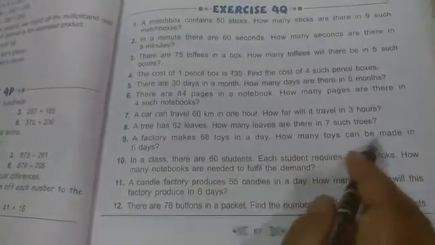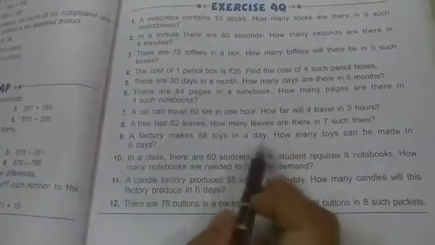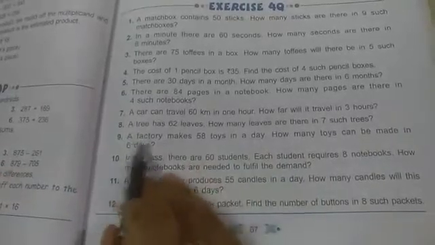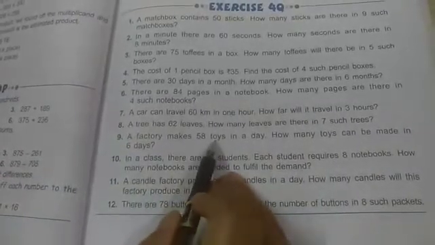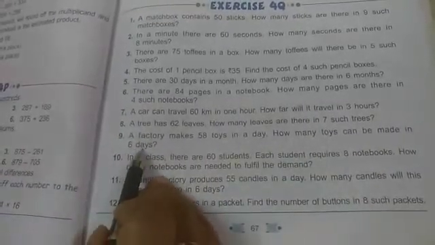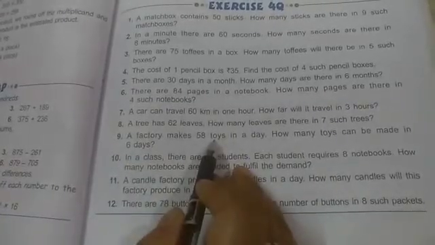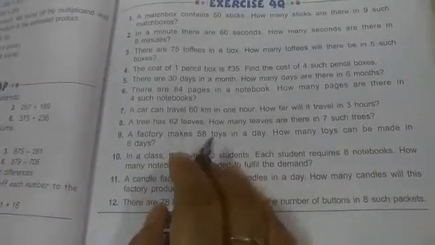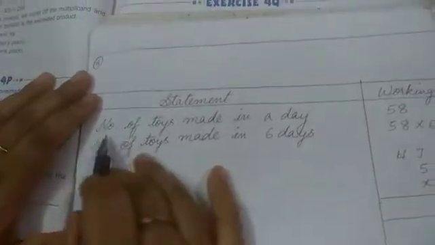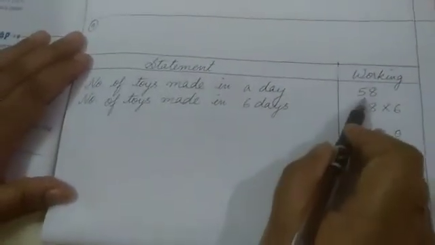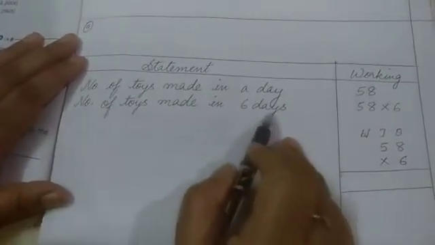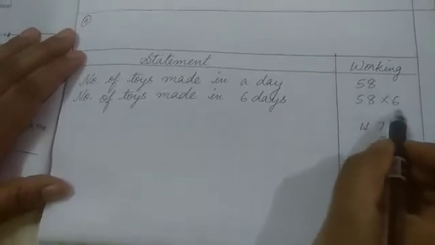Now next, come to question number 9. A factory makes 58 toys in a day. How many toys can be made in 6 days? So in one day, the factory produces 58 toys. How many toys can they produce in 6 days? Toys again we can count, so we'll start the statement with number of. So we'll write number of toys made in a day, it is 58. Number of toys made in 6 days, it will be 58 into 6.